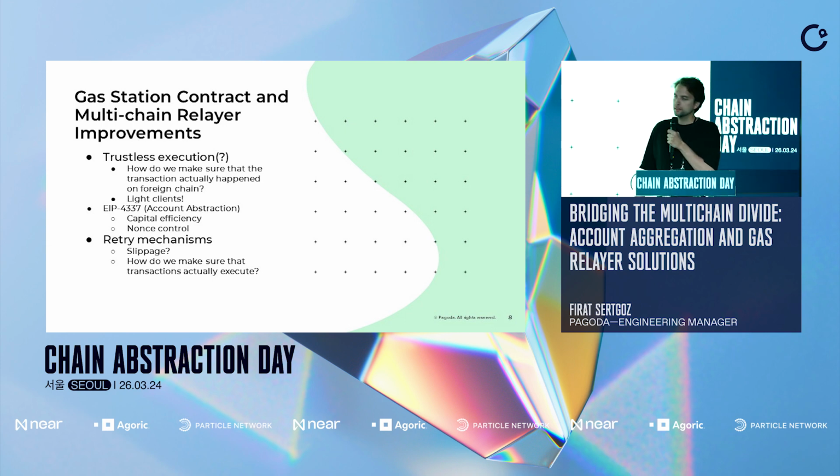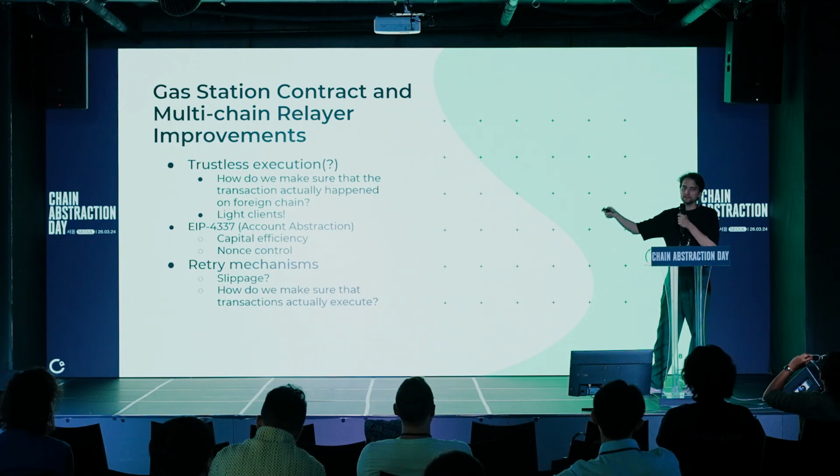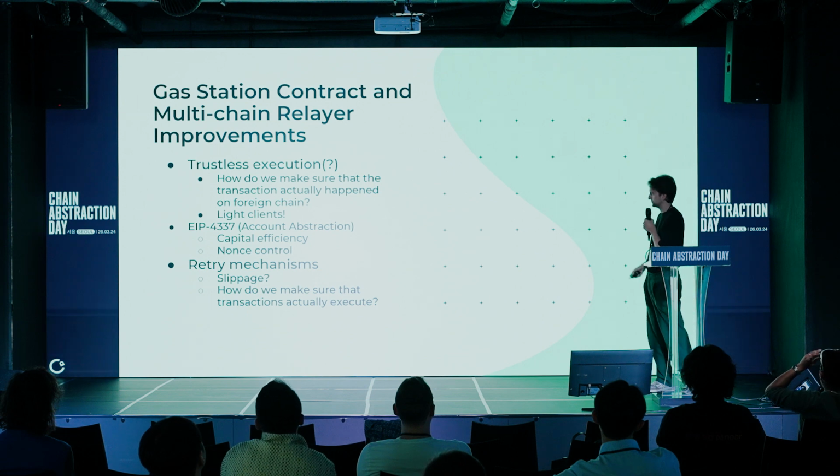The other thing that we want to work on going forward is trustless execution. How do we make sure that transactions actually happen on the foreign chain? Right now, you just send it and then you assume that it happens. But for the user to make sure that the contract or the multi-chain relayer actually did their job, there has to be some kind of proof on the Near side that says, oh yeah, this transaction actually got included. We're looking to use light clients to do so, running a light client on the Near side for ETH or any chain that we want to support, to say that, hey, yes, this transaction actually happened on the foreign chain.